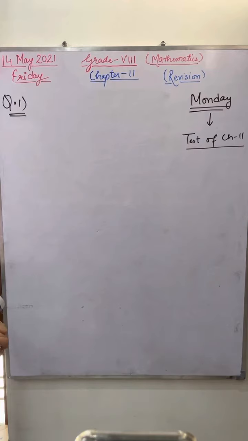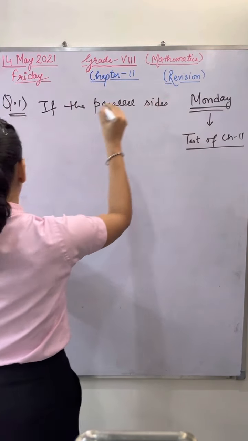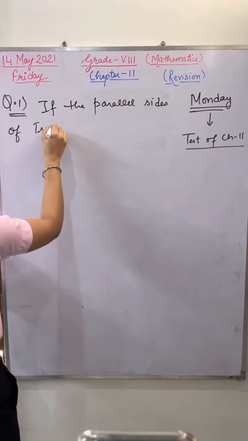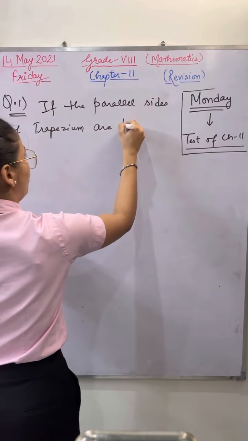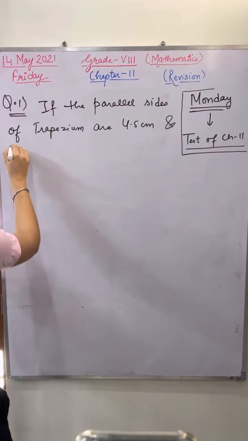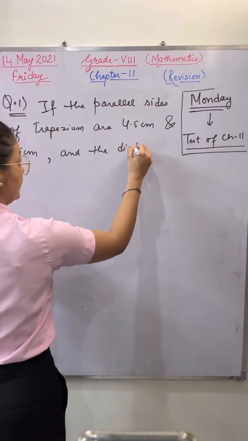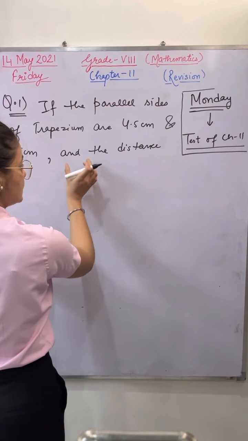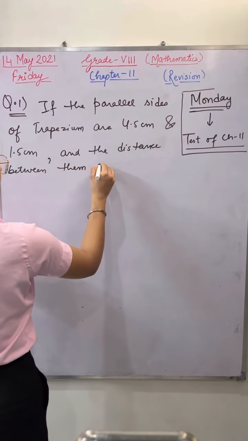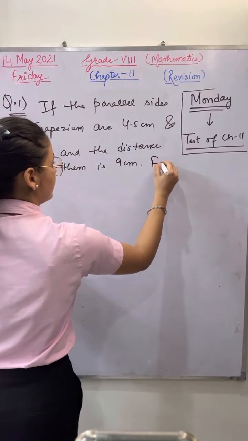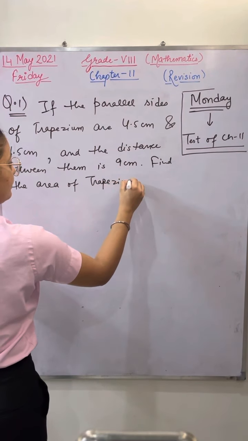So the next question is: if the parallel sides of a trapezium are 4.5 centimeter and 1.5 centimeter, and the distance between them is 9 centimeter, find the area of the trapezium. Quickly do this question. It is very, very easy.